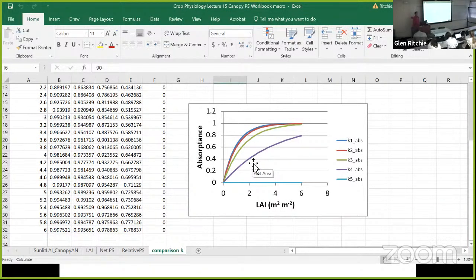Absorptance is just a measure of the capability of a plant leaf to absorb, and absorption or absorbance is the quantity that's absorbed. So they're more or less the same thing. It's just that absorptance is the capability to do so, rather than the actual quantity that's absorbed.